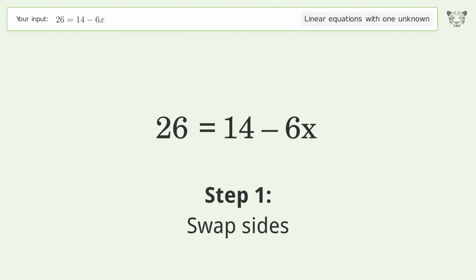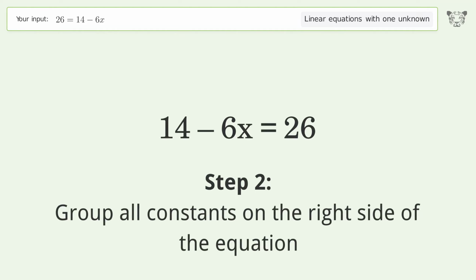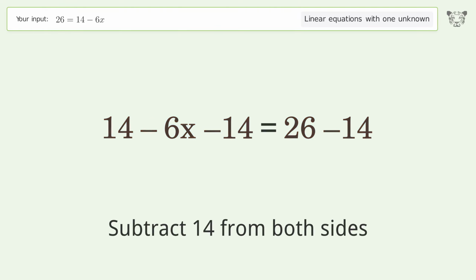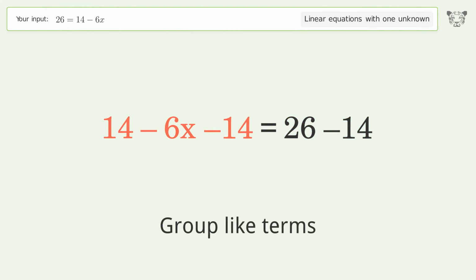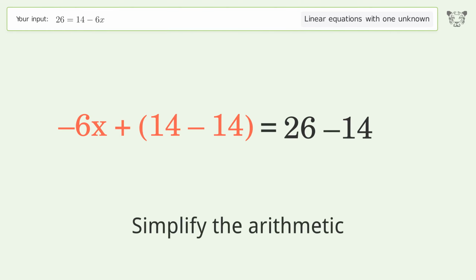Swap sides. Group all constants on the right side of the equation. Subtract 14 from both sides. Group like terms. Simplify the arithmetic.